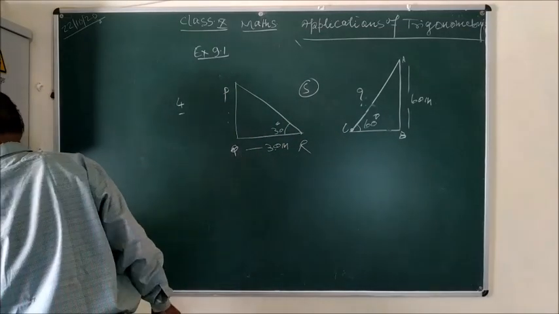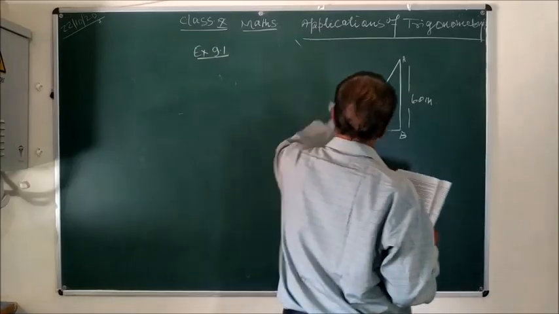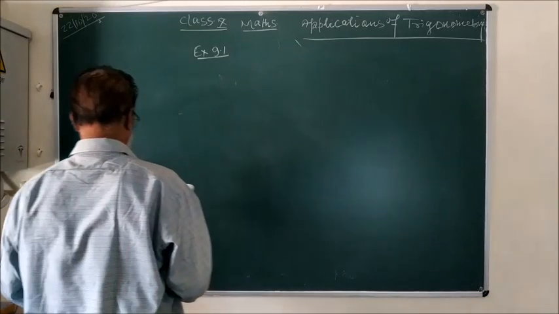So, some more questions. I am concentrating on how you will draw the figure, because the figure is the most important. Question number 6. 1.5 meters tall. This is AB and this is the height of the wall. And this is the tower.